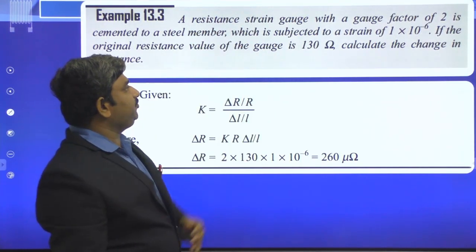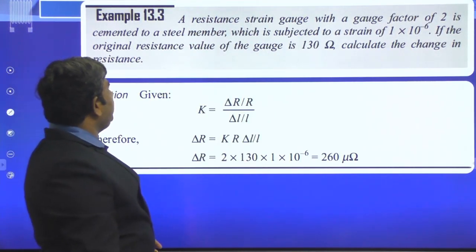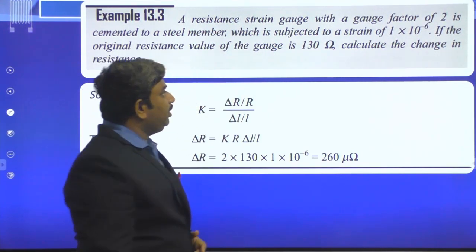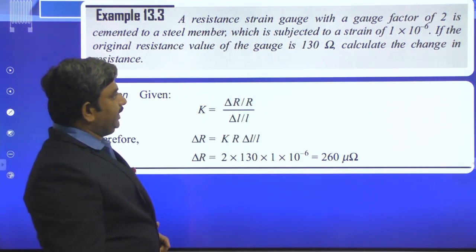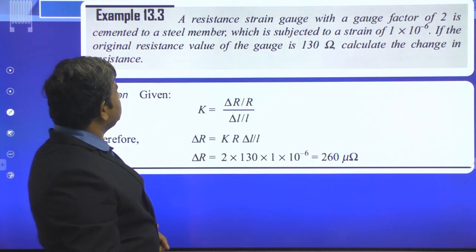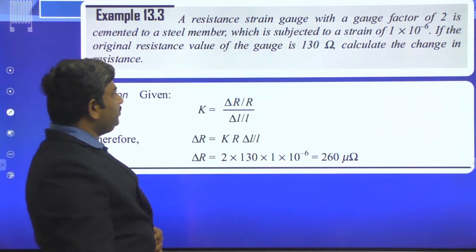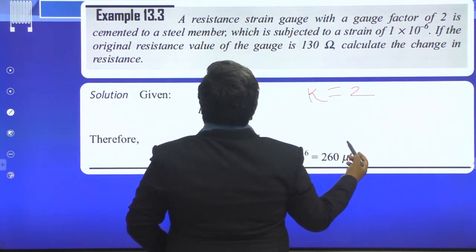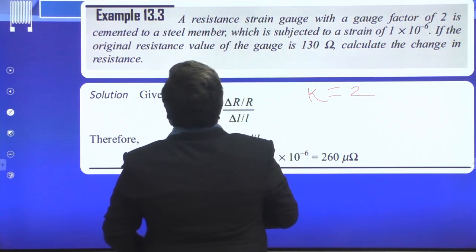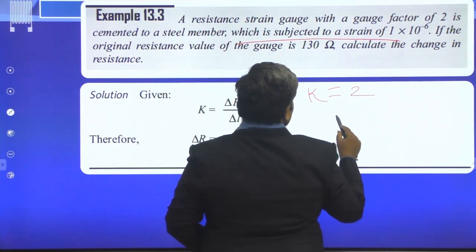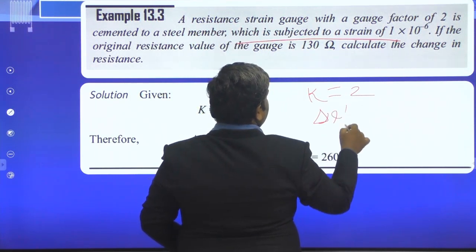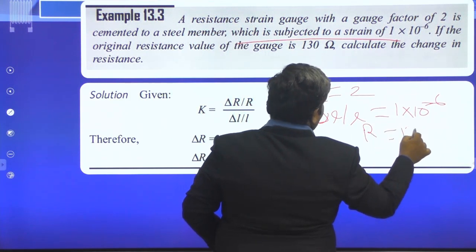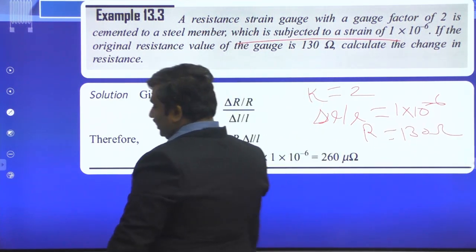A resistance strain gauge with a gauge factor of 2 is cemented to a steel member, which is subjected to a strain of 1 into 10 power minus 6. If the original resistance value of the gauge is 130 ohms, calculate the change in the resistance. They have given K is equal to 2, strain del L by L as 1 into 10 power minus 6, and R is equal to 130 ohms. So these are the values they have given.